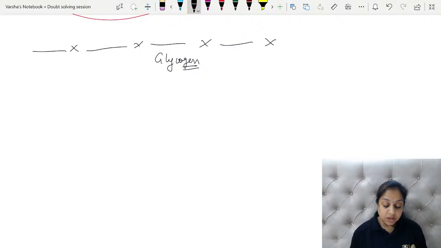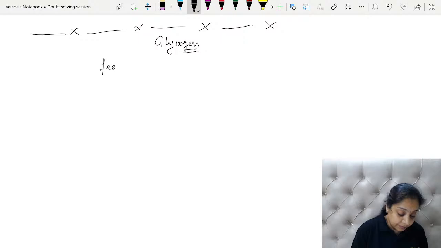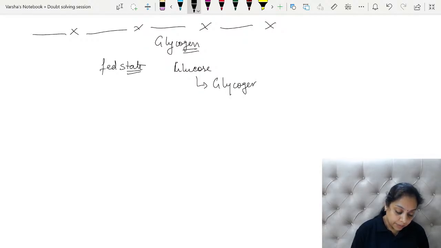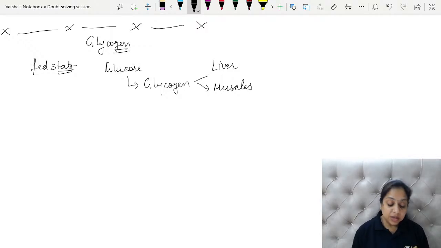Now, many a times we have an issue understanding all the glycogen synthesis, right? When is it happening? We know whenever we eat something, first is the fed state, then the fasting state, then the prolonged starvation. During the fed state there is an abundance of glucose, which we store in the form of glycogen, majorly in the liver. Liver is the major site of glycogen, and it is also stored by the muscles, so that it can be utilized during the fasting condition.